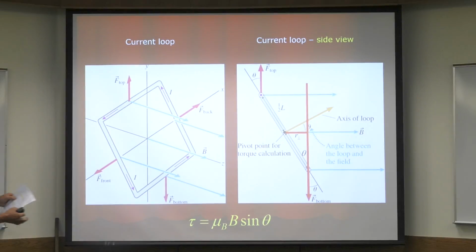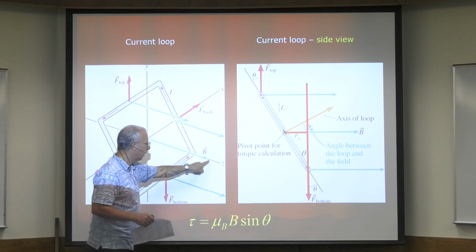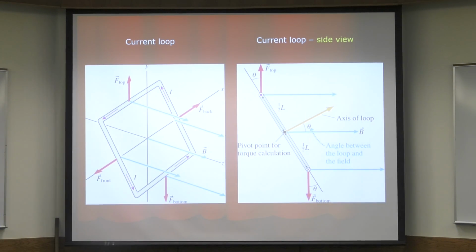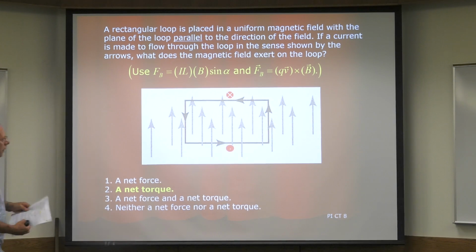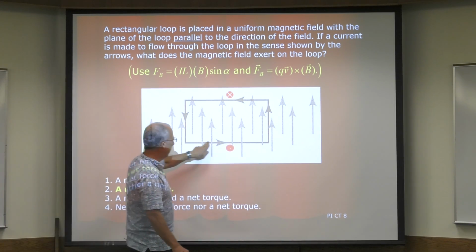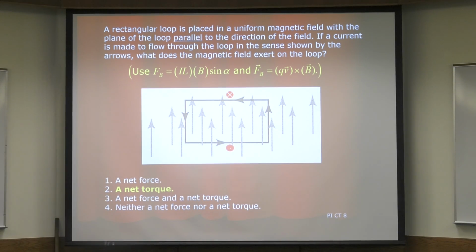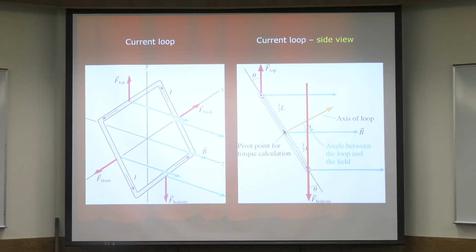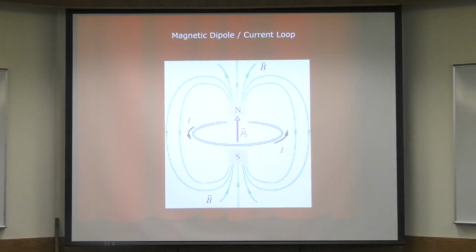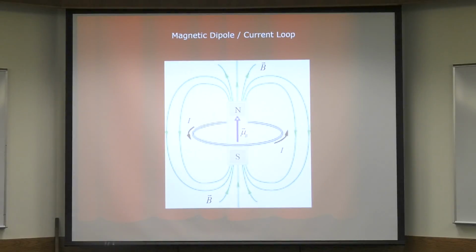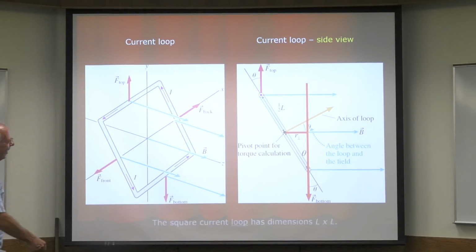Oh yeah, don't forget too, this B is an external B field. In other words, it's not the B field created by the current, it's an external B field. So you got to watch that too. All these little intricacies you got to be aware of.